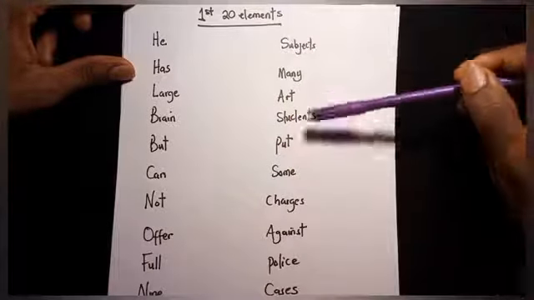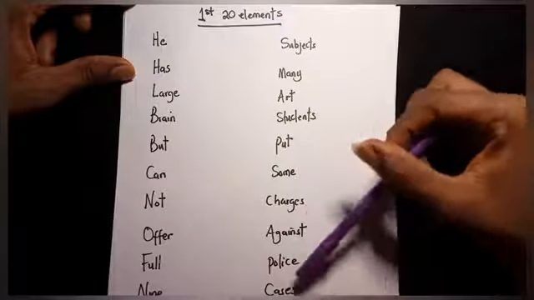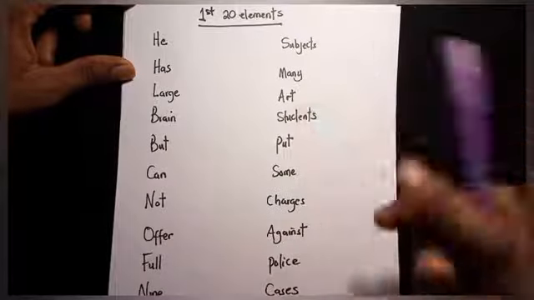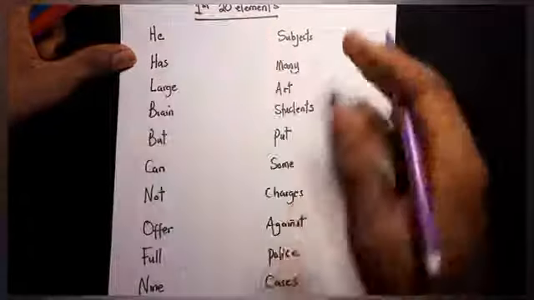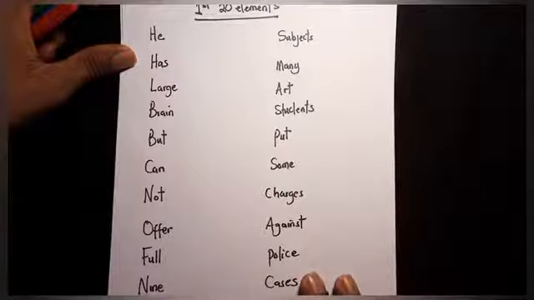Now, many art students put some charges against police cases. I don't know why art students do that, but it's true. So what were we trying to do here? We're trying to find a way for us to remember the first 20 elements.